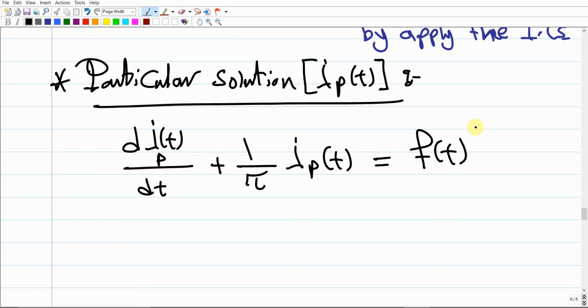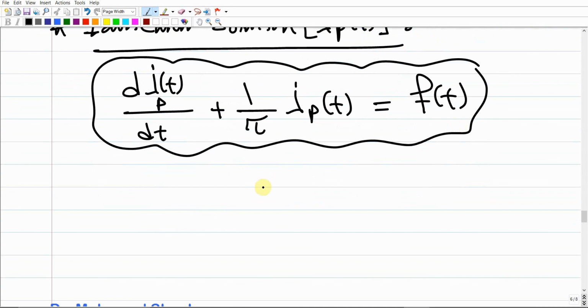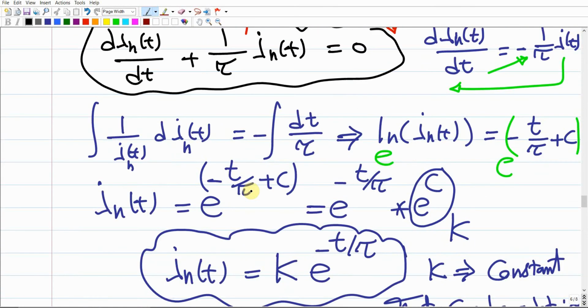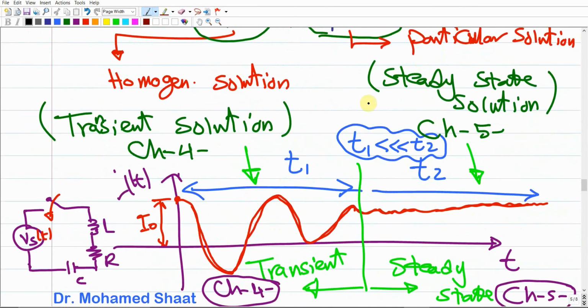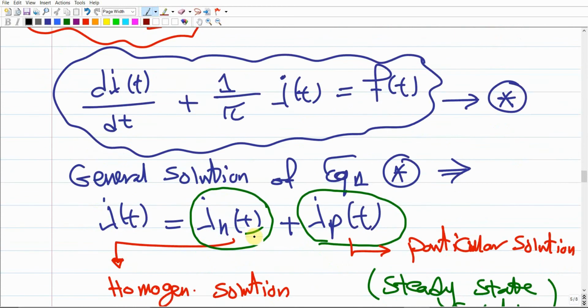Here we consider f of t because this is the forcing term. The particular solution is all the time related to the forcing term. If the right-hand side of the original equation is 0 from the beginning, it means that f of t equals 0, so there is no particular solution. Your solution is just going to be the homogeneous solution and that's it, right? As I'm going to show you right now.